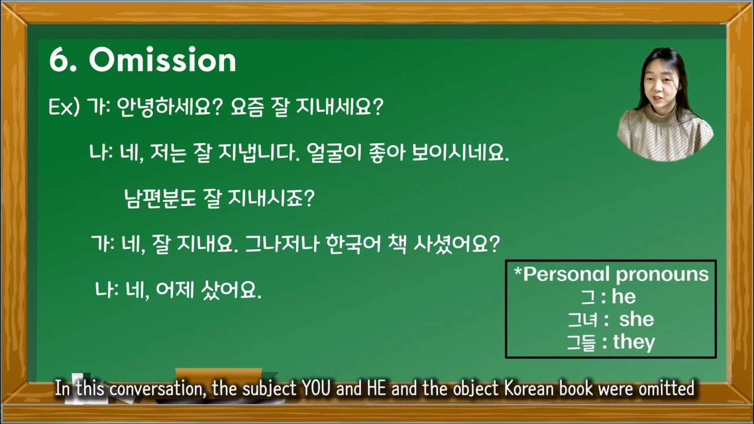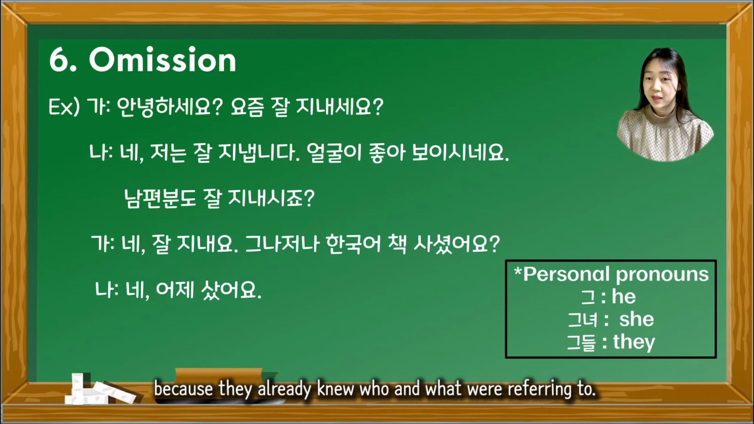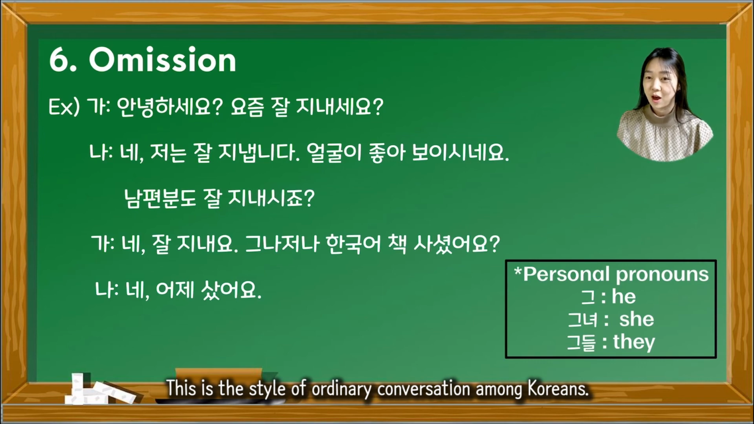In this conversation, the subject you and he and the object Korean book were omitted because they already knew who and what were being referred to. This is the style of ordinary conversation among Koreans.